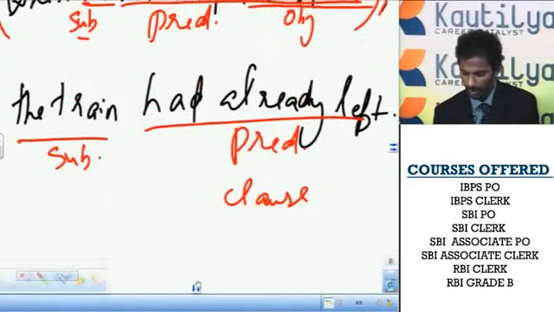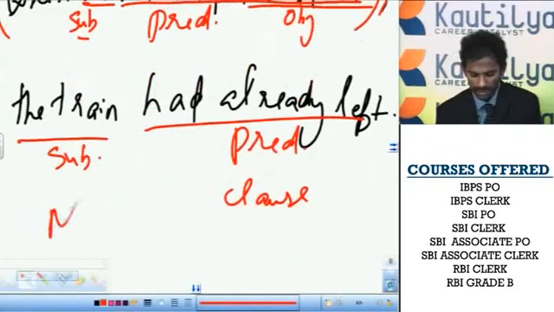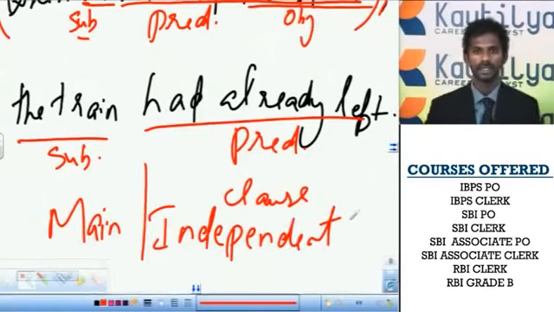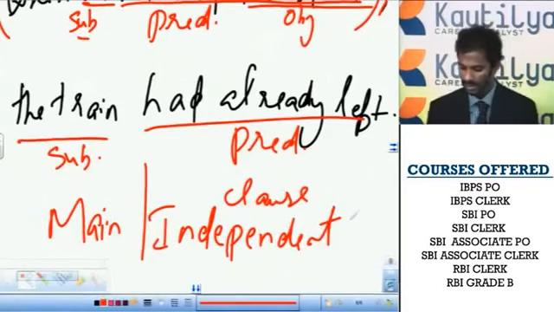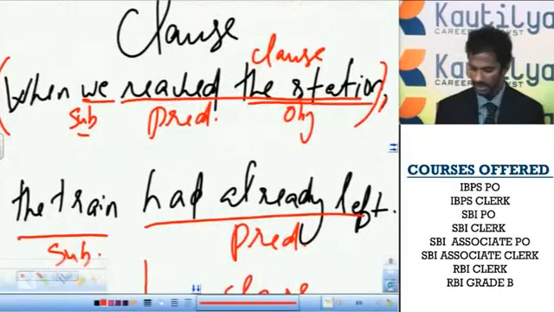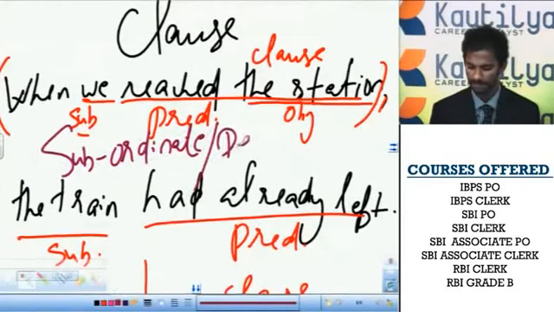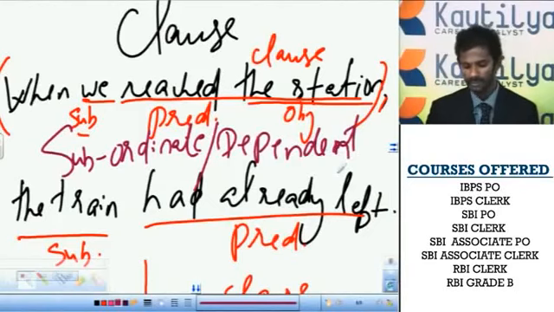Now I say "the train had already left" is termed as the main clause or the independent clause, whereas "when we reached the station" is termed as the subordinate clause or the dependent clause. Both mean the same. So "the train had already left" is the main clause or independent clause, whereas "when we reached the station" is a subordinate clause or dependent clause.